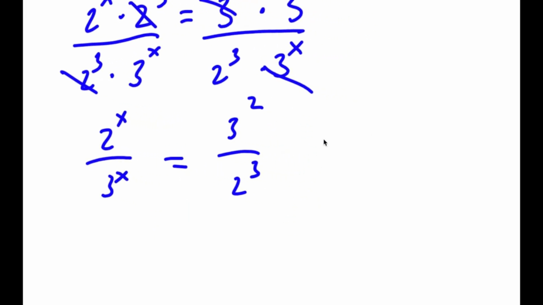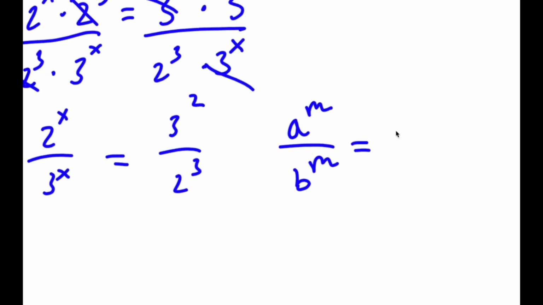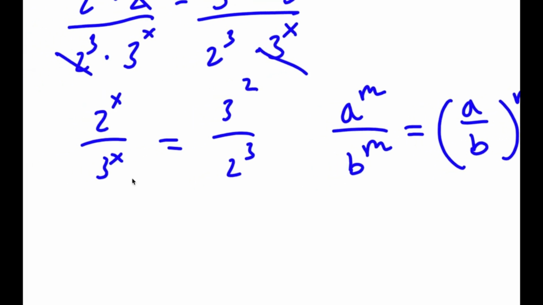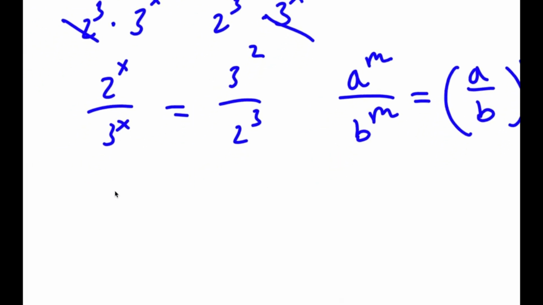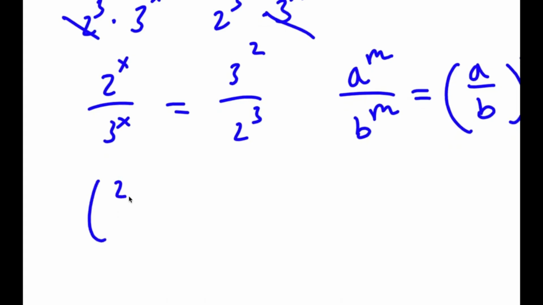Alright, so now if I have something in the form a to the power of m over b to the power of m, this is equal to a over b to the power of m. So 2 to the power of x over 3 to the power of x is going to equal 2 over 3 to the power of x. And now I'm not going to do anything to this. This will still remain 3 squared over 2 to the power of 3.